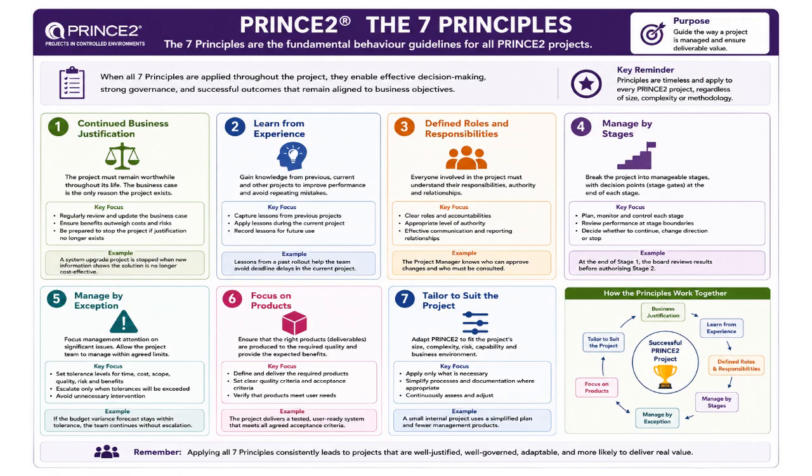At the top of the slide, we are reminded that when all 7 principles are applied consistently, they support strong governance, effective decision-making, stakeholder confidence, and successful project outcomes aligned with business objectives. The first principle is continued business justification. This means that a project should only continue while it remains worthwhile and capable of delivering value.